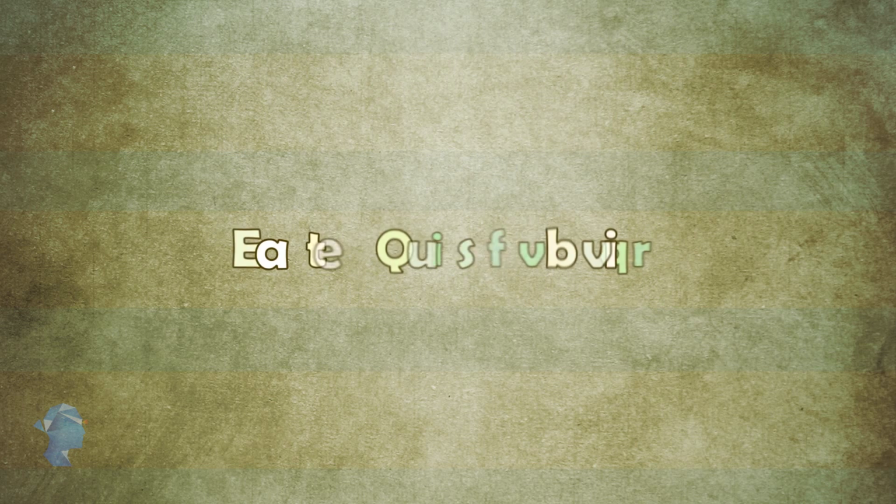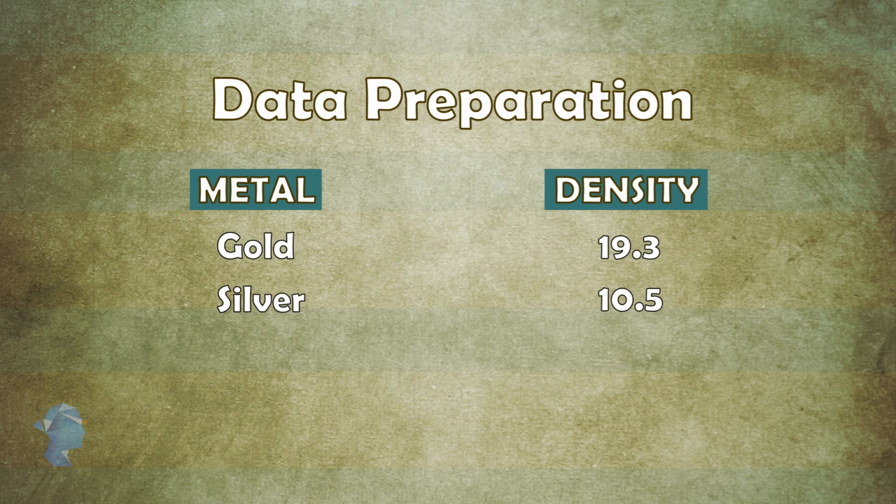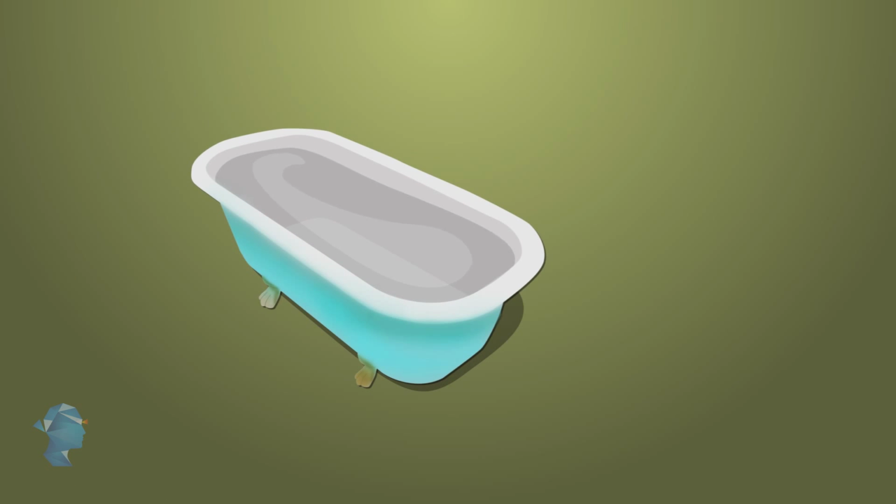In the data preparation stage, he found the densities of gold and silver and hypothesized that such an impure crown would possibly contain as much as 30% silver. Contrary to how we view most data analysis though, Archimedes' modeling process happened in a bathtub.